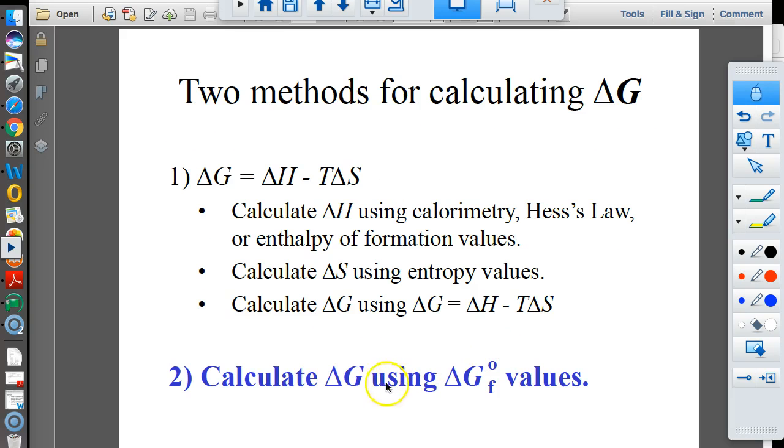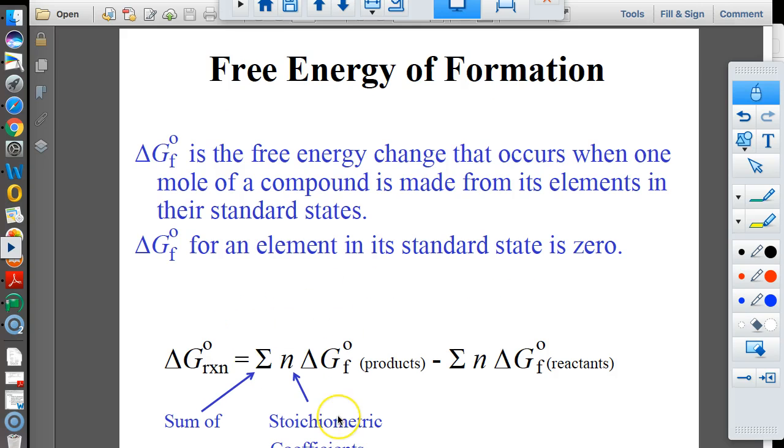Two methods. And you can also calculate Gibbs free energy using standard Gibbs free energy of formation values. And those are just in the back of the book, just like the entropy ones, and you have to fill them in. That doesn't happen a lot. Like I said, I'll give you two in your homework. So these are always going to be in kilojoules.